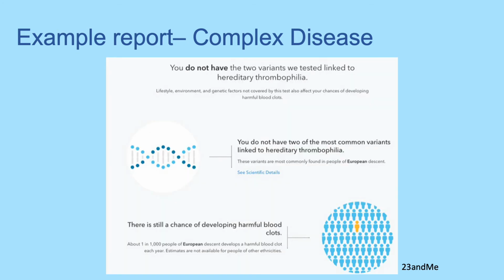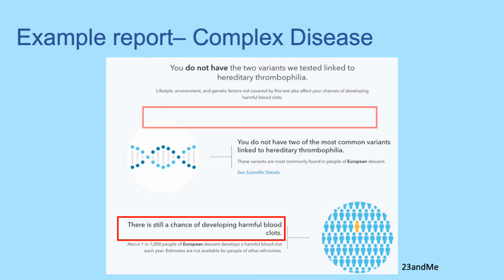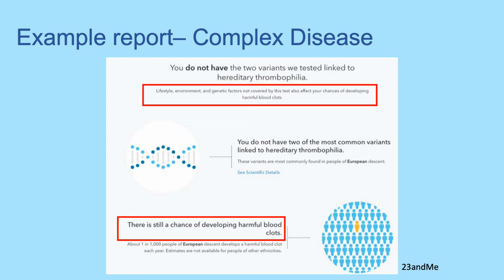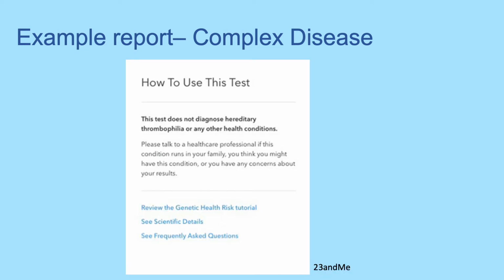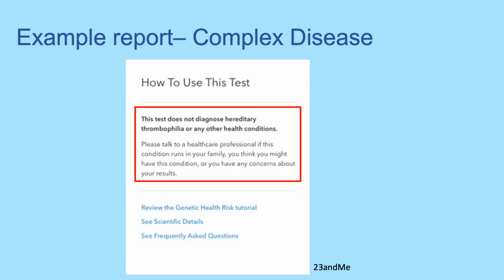The report explains that there's still a chance of developing harmful blood clots, and lifestyle and environmental factors can affect your chances of this happening. They also go over some examples of lifestyle factors that can increase your risk, such as a major surgery and oral contraceptive use. If hereditary thrombophilia runs in Clark's family or he suspects he may have this condition, it's recommended that he follow up with his healthcare provider, as this test is not a diagnostic tool.